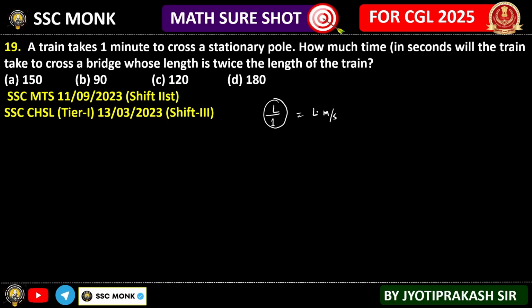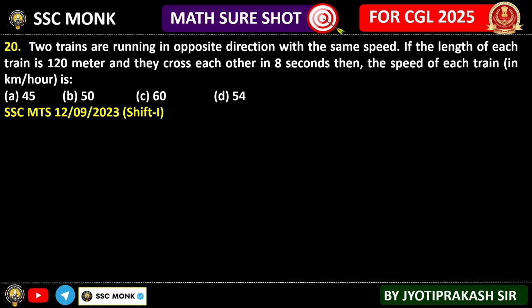Meter per minute, so it will be L by 60 meter per second. Now it is saying to cross a bridge whose length is twice that of the train. So bridge length plus train length divided by speed of the train, L by 60, that is equal to 3L into 60 divided by L, L gone, that is equal to 180 seconds, answer option D. Clear?